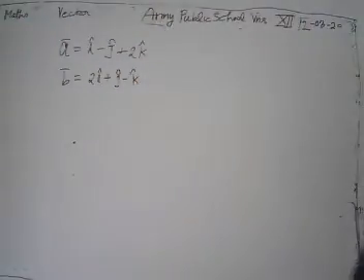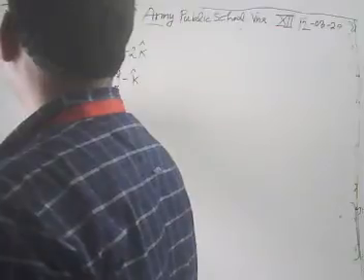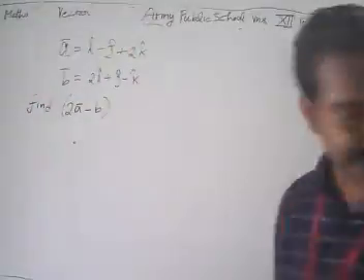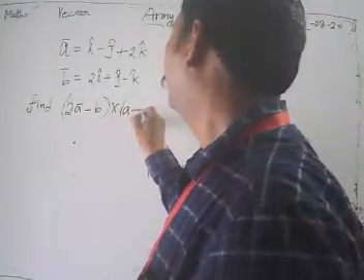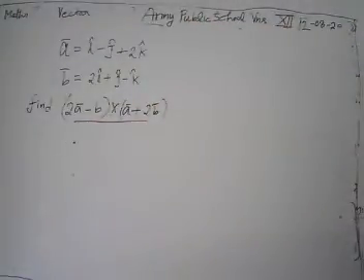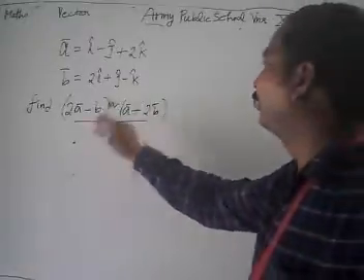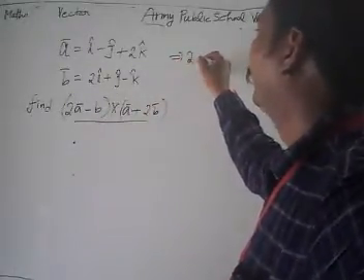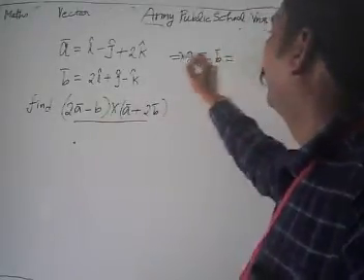Now look, this is one of the CBSE sample board problems. We have to find the value of 2A minus B cross vector A plus 2B. First of all, we have to find out the value of 2A minus B. Look, how do we get 2A minus B?